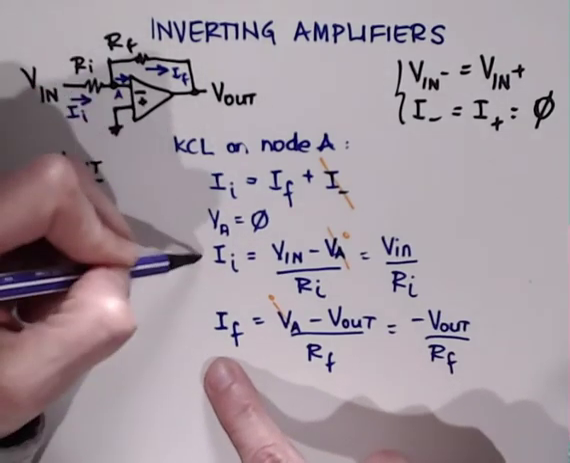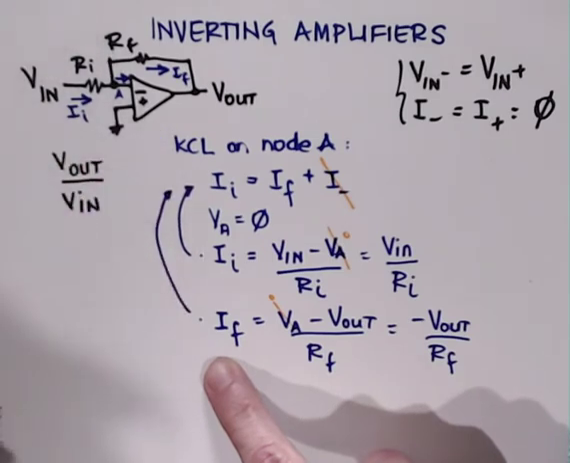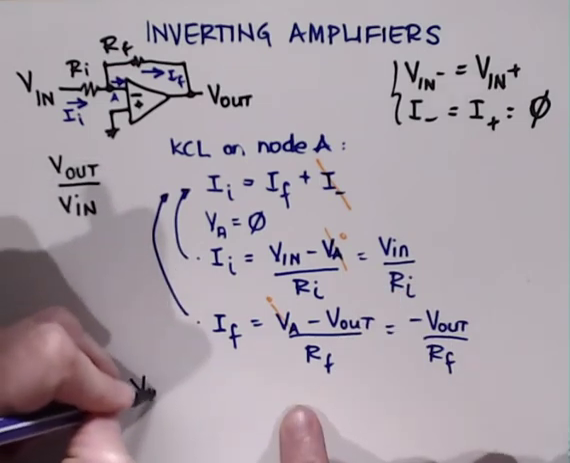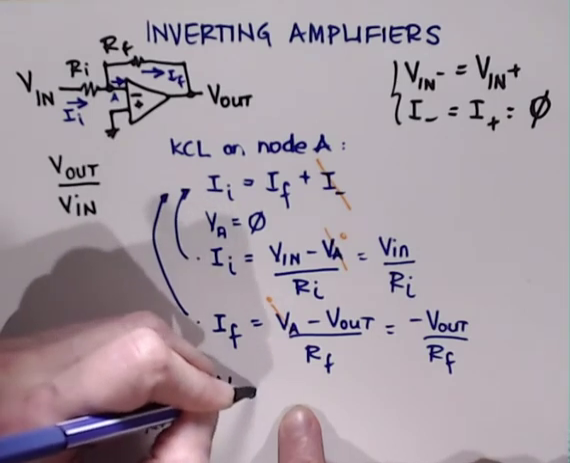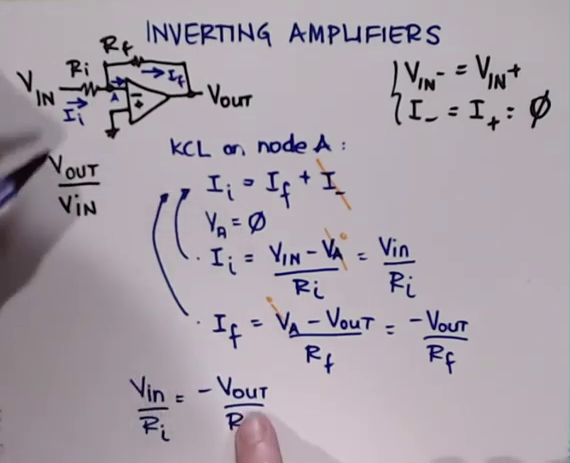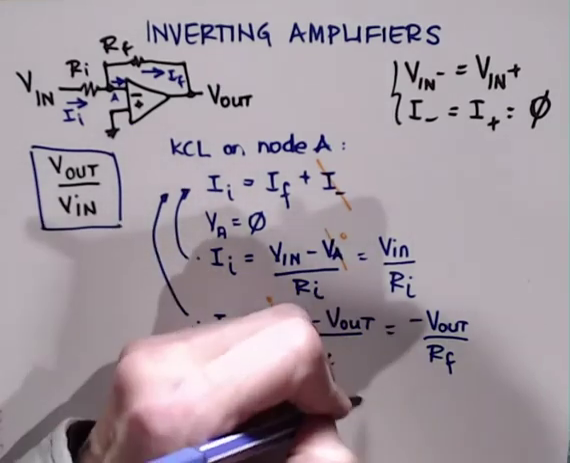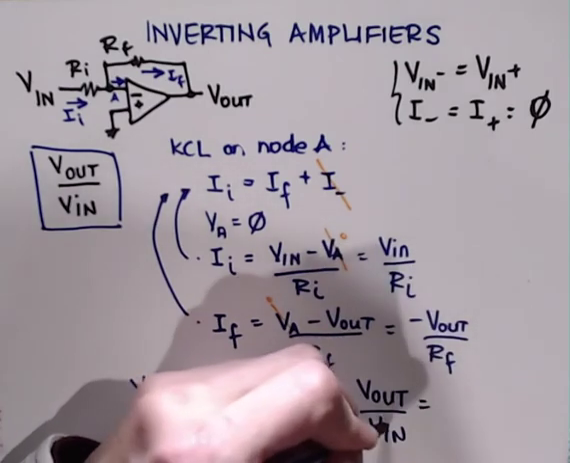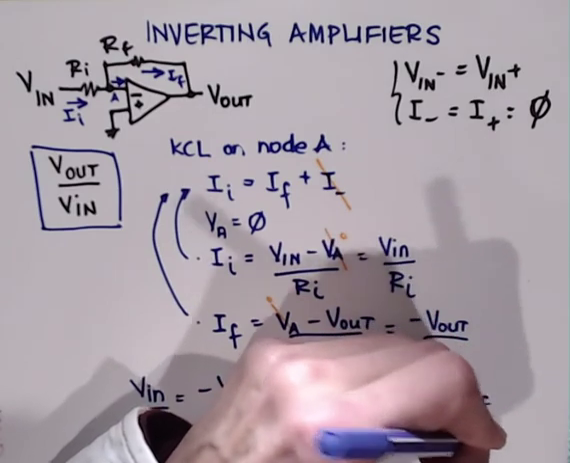And I'm going to use these two Ohm's law equations in that first KCL, so that V in over RI equals minus V out over RF. But now from here, obviously I want to get to the gain. So from here I can write V out over V in equals minus RF over RI.